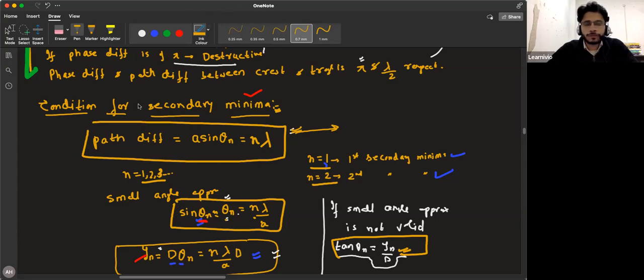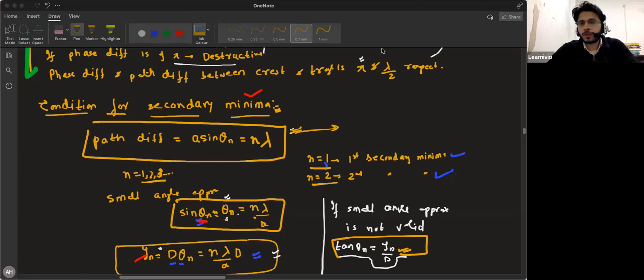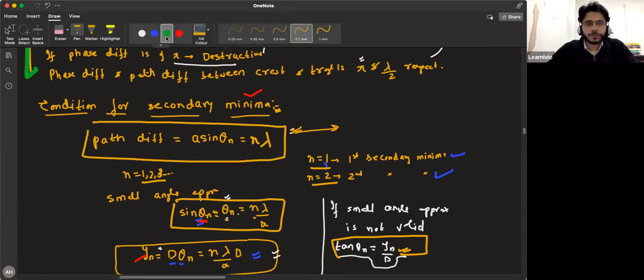Omar, the whole condition for secondary minima. See, what does minima mean? Minima means a dark spot. Minima means when light waves cancel each other. We did a similar thing for interference also. For minima, the condition is that path difference should be n lambda. The derivation of this portion is not a part of the school syllabus, so I'm not going into the derivation part. If you want minima, a dark spot, then your path difference should be n lambda. Is this clear, Umar? Yes, sir.